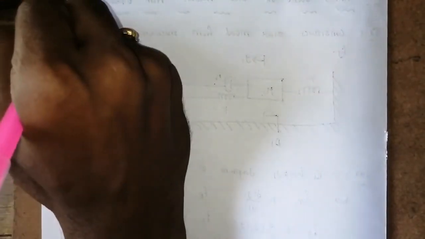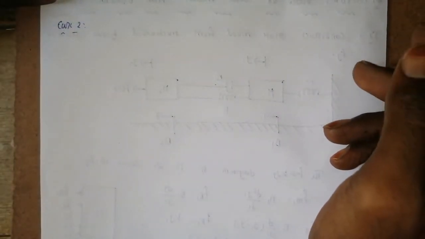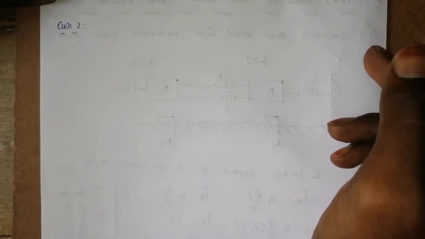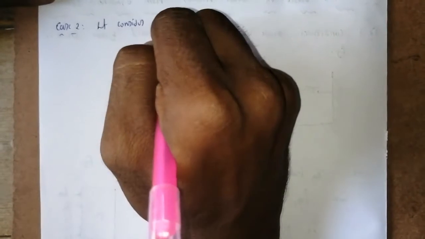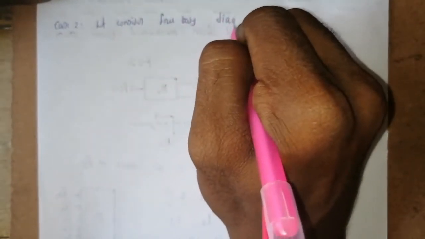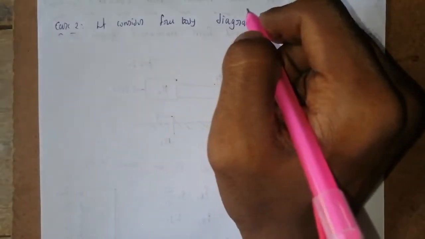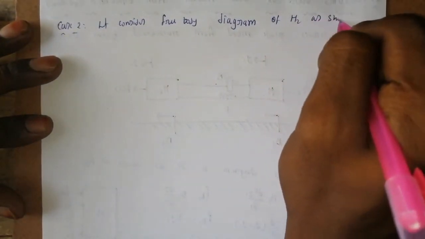Next, case 2. In case 2 we have to draw the free body diagram of mass 2, indicate what the opposing forces and the applying forces on m2 are, and formulate the differential equation for m2. Let us consider the free body diagram of m2 as shown in the figure.